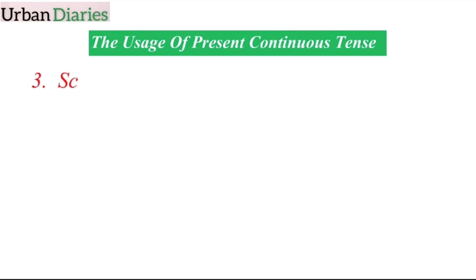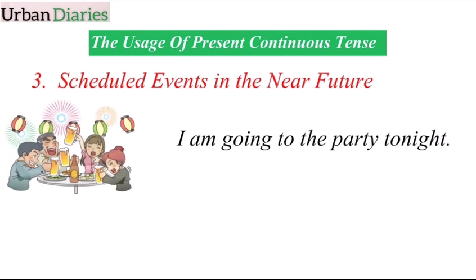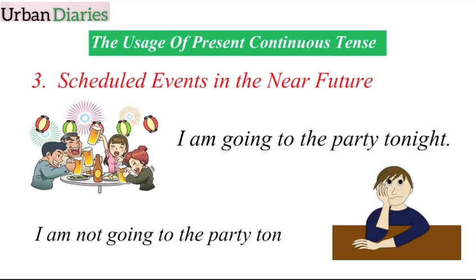Now we'll move on to number 3, that is to talk about near future. So sometimes we use present continuous tense to indicate that something will happen or will not happen in the near future. Let's see the examples for that. I'm going to the party tonight, or I'm not going to the party tonight. Both these sentences indicate either something is gonna happen in future or something is not gonna happen in future. These sentences have nothing to do with the present situation. So when we talk about something that is going to happen in near future, we use present continuous tense.